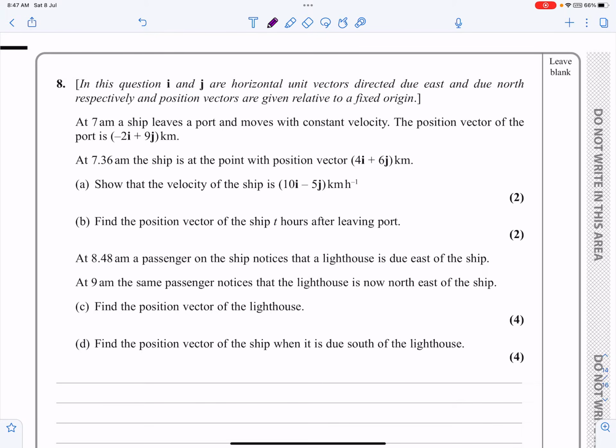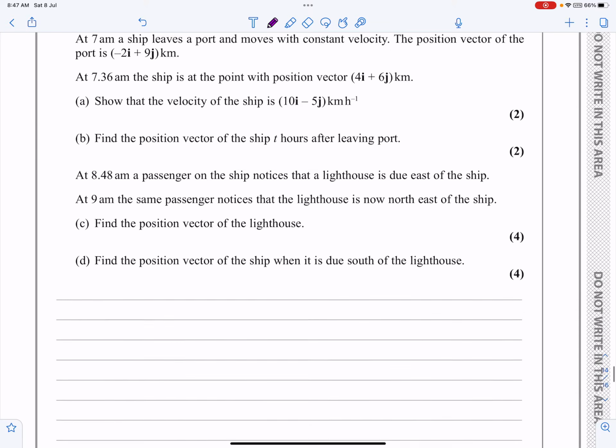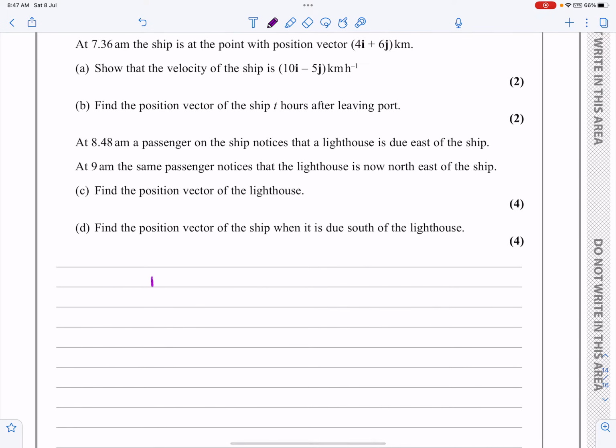Okay, this is the M1 paper for October 2021. This is the last question, question 8. So we know it's going to be a relatively difficult question. And you can see it's vectors. More specifically, it's vectors where we're using the equation r equals r0 plus vt.